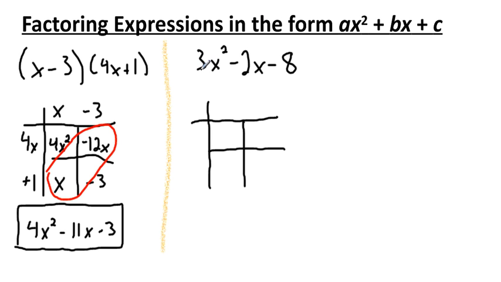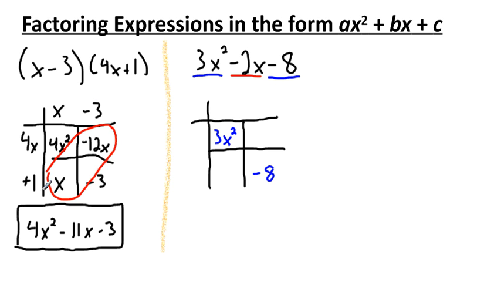In our box, the first term, 3x squared, and the last term, minus 8, go directly into the box. So 3x squared is going to go here into the top left corner, and the minus 8 is going to go down in the bottom right. The next two terms have to add to negative 2x. There's lots of terms that add to negative 2x, so we have to figure out what terms we're actually going to be looking for.